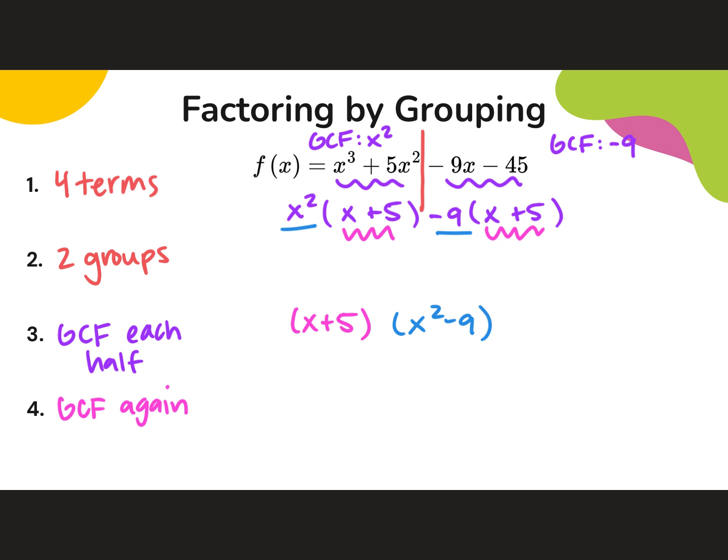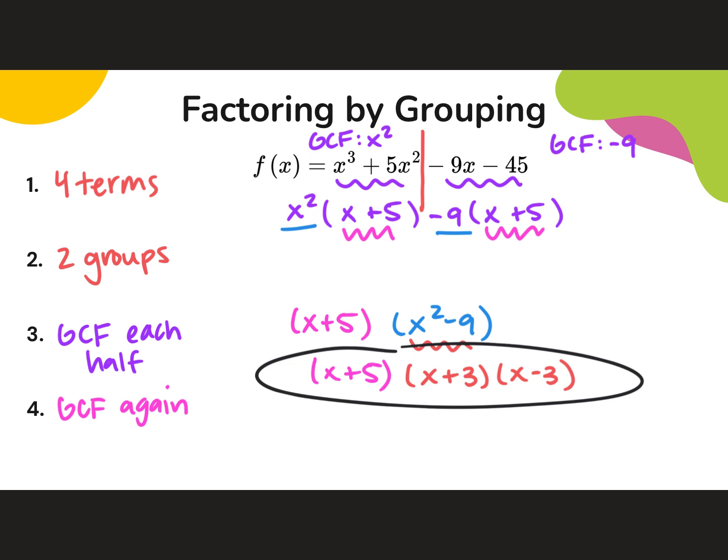What makes this one a little bit trickier is that we can factor further. X squared minus 9 is a difference of squares, so that one's going to break apart even further into x plus 3 times x minus 3. I'm going to drop down my third factor of x plus 5. So this one factored into 3 factors.